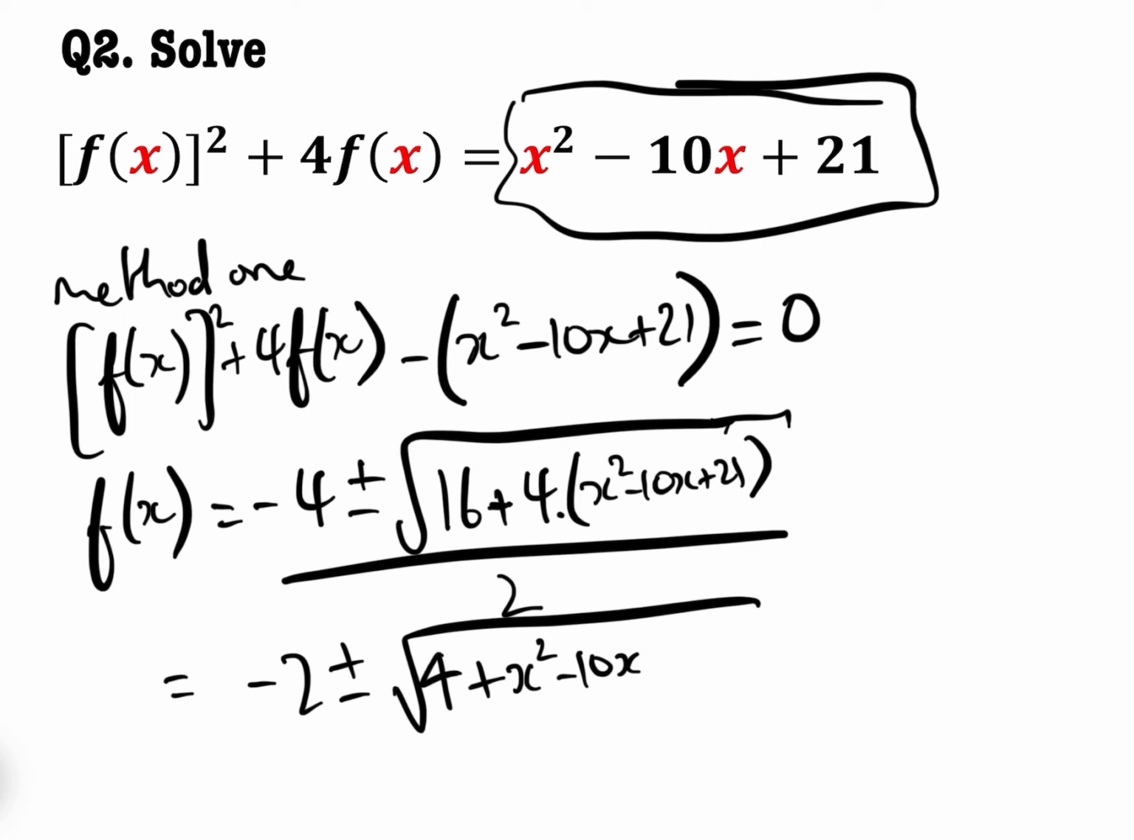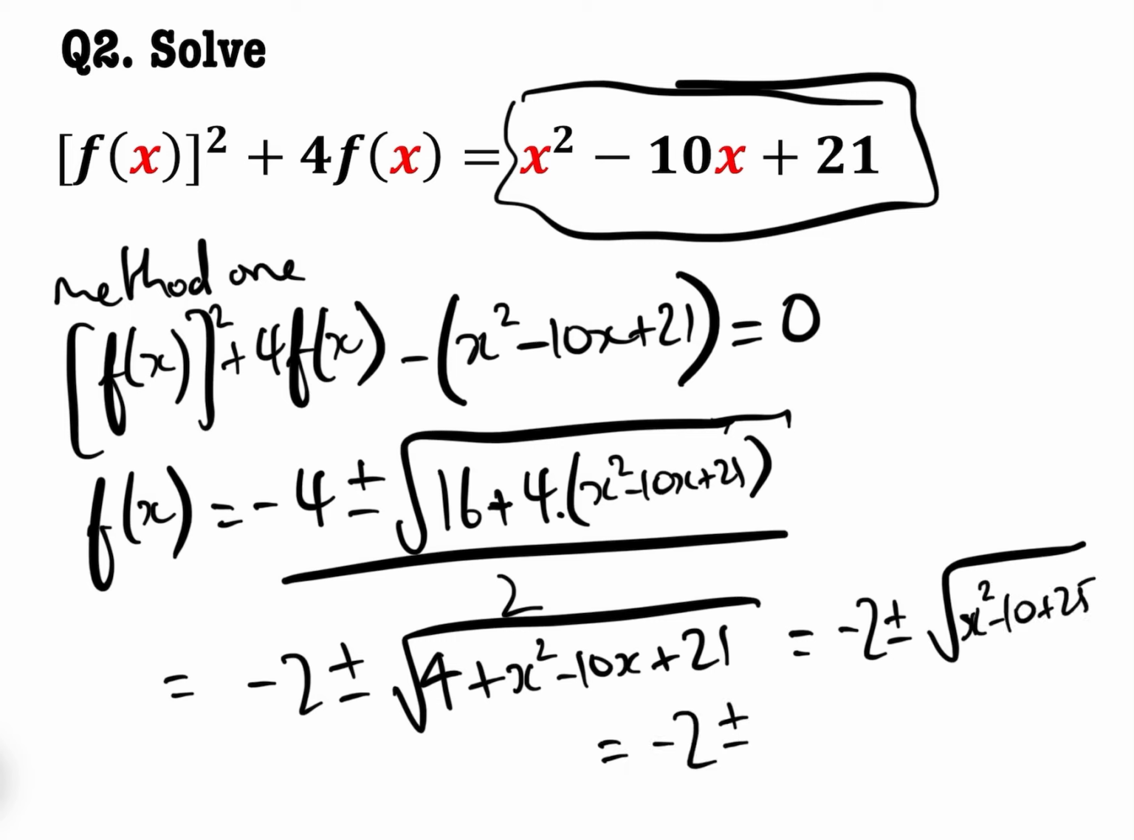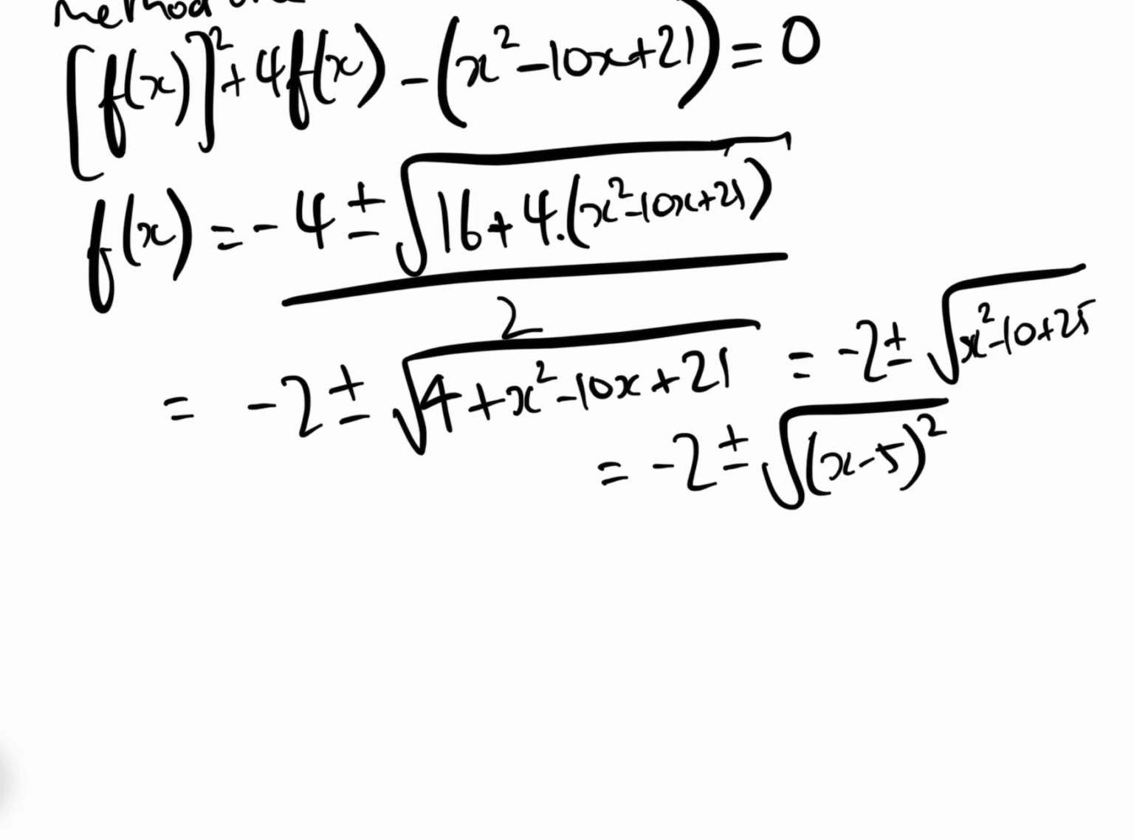sorry, that's a 4, isn't it? That's 4, 16, take this 4 out, it's 4, x squared add 21, which equals minus 2 plus or minus the square root of x squared minus 10x add 25, which equals minus 2 plus or minus the square root of x minus 5 squared, which equals minus 2 plus or minus x minus 5.